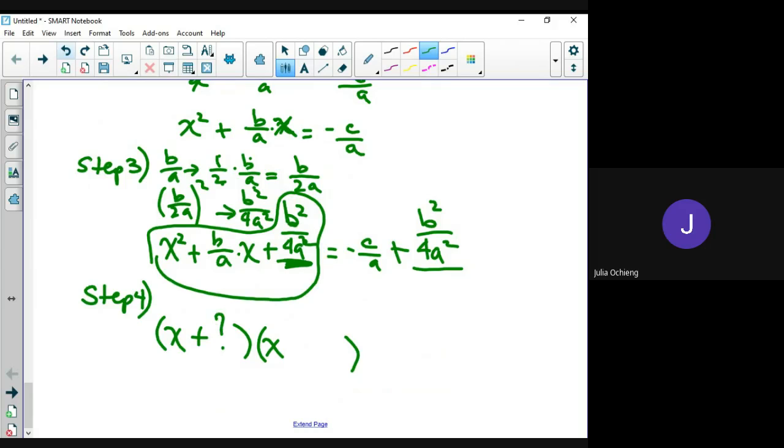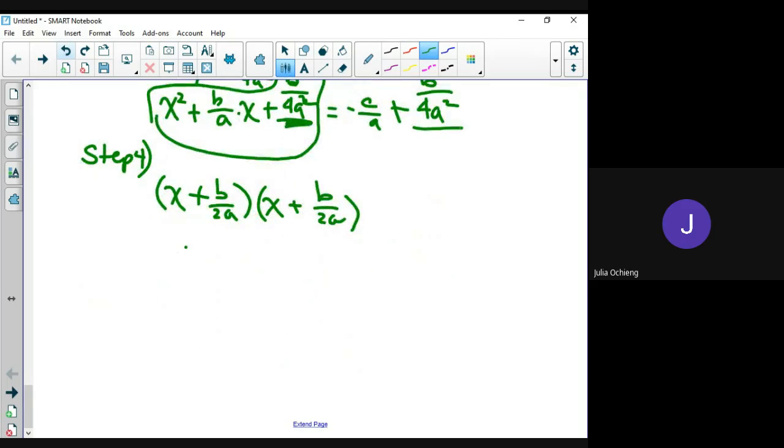That's the number you're going to put into this space. So again, what are we going to put in this space? The number that we halved before we squared it. So if you put b over 2a, you're following, keep staying in there. We're going to rewrite this as something squared. So it's x plus b over 2a squared. And the other side was this stuff right here. So I'm just copying that down here.